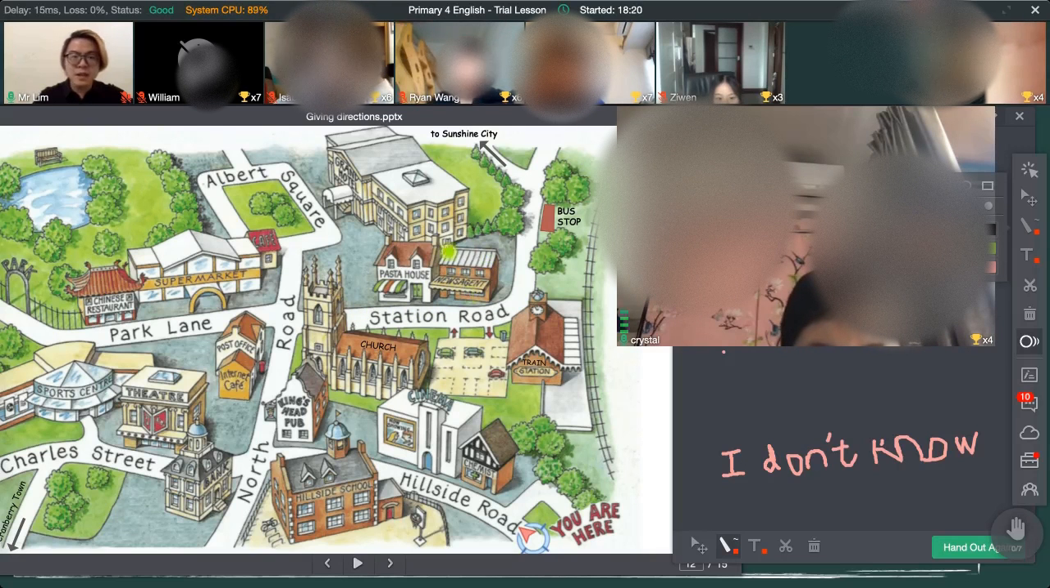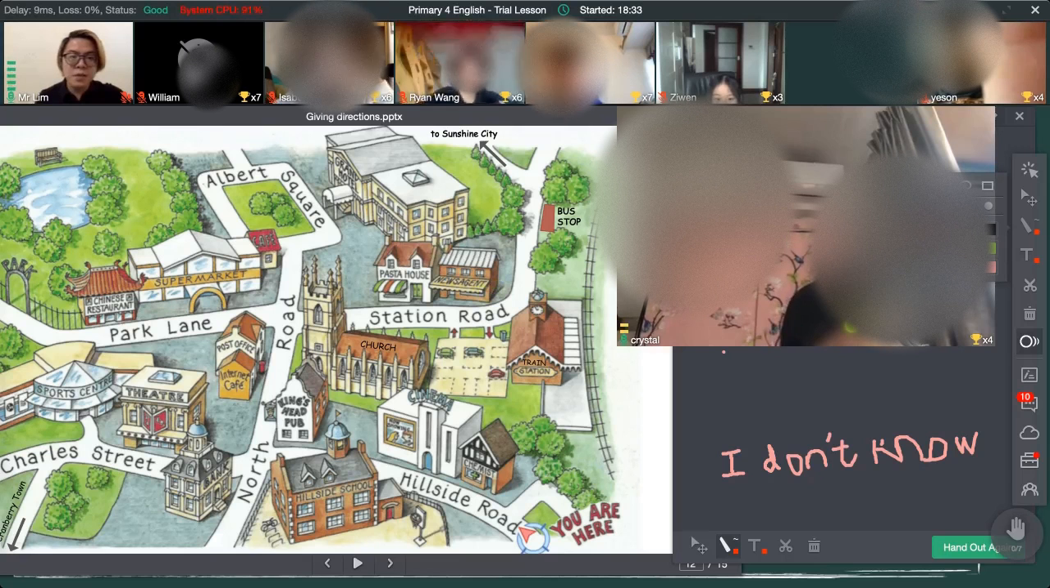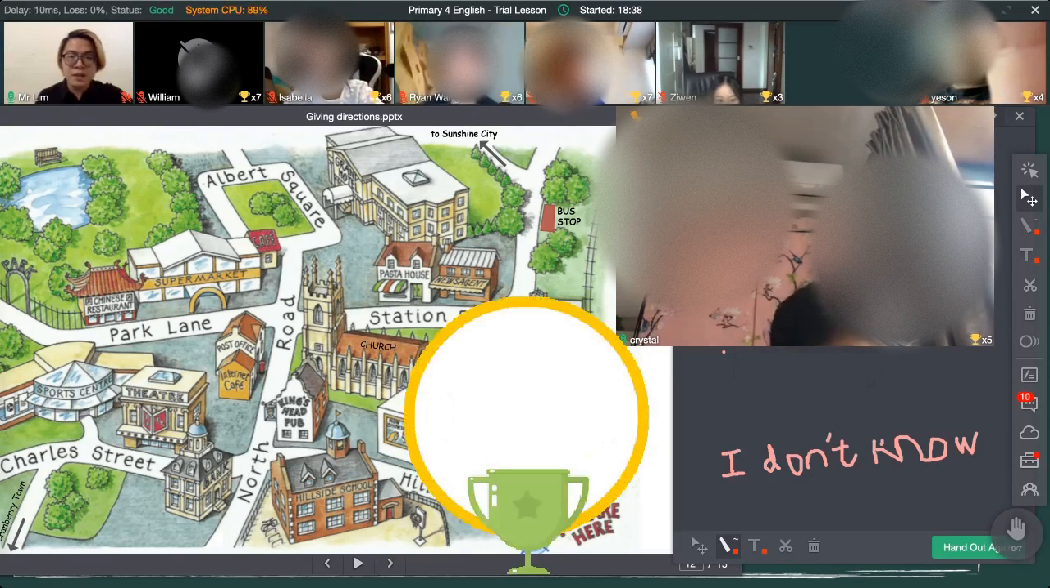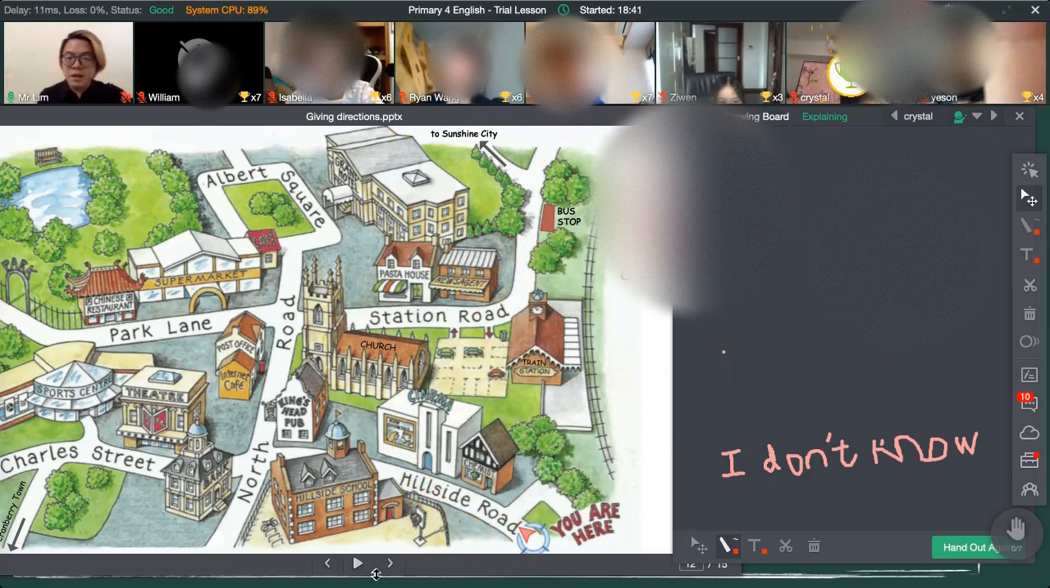Therefore, what is the answer? What is the answer, Krista? I don't know how to read this word. All right. It is pronounced as news agent. Could you read that for me? News agent. Well done. All right. I'm going to put you back for now.